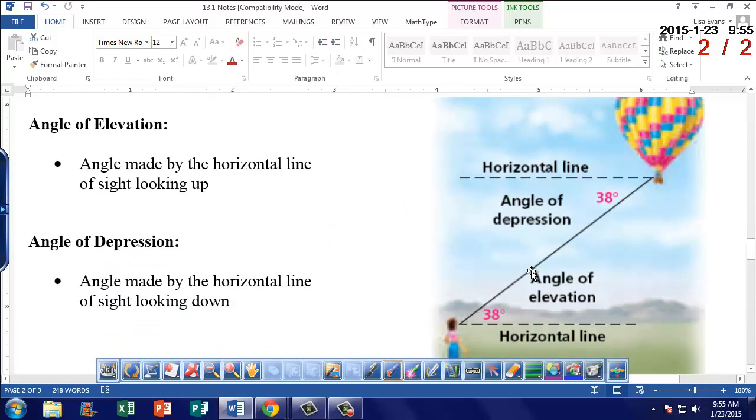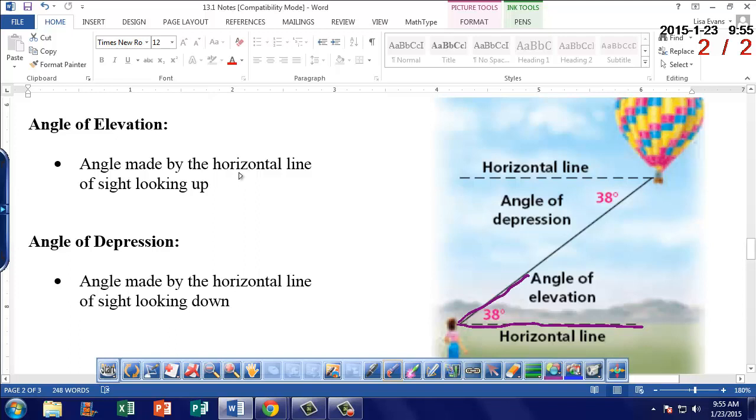Now let's take a look at angle of elevation and angle of depression. The most important thing to remember here, because now we're going to have some word problems, is that angle of elevation is your line of sight. Always draw a horizontal line and then looking up. Okay, that's very, very important.